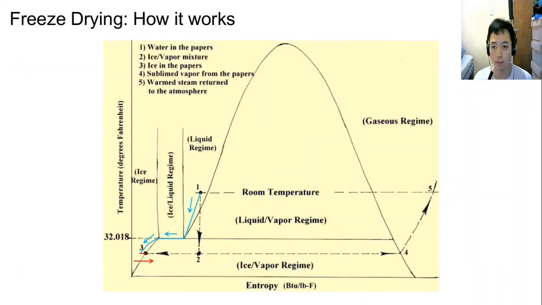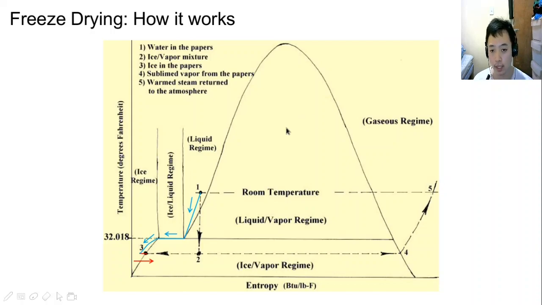So how freeze drying works is that, let's say this is the product that needs to be freeze dried. It will be frozen first. The pressure will be lowered so that the ice will sublimate, and heat will be applied so that it will sublimate completely faster.